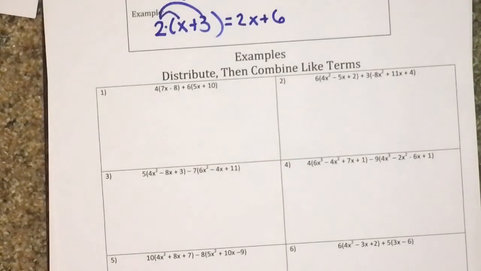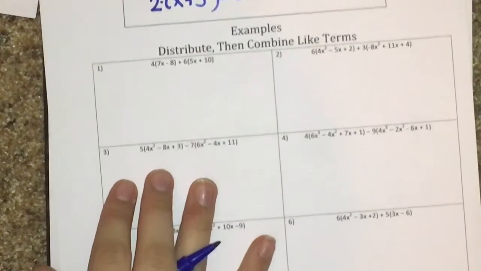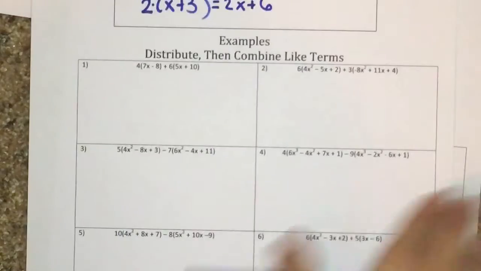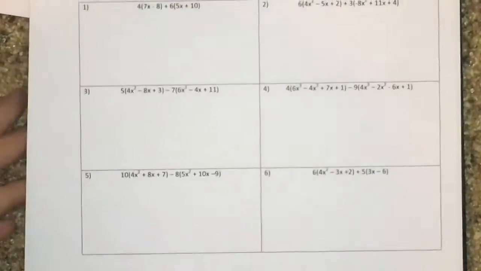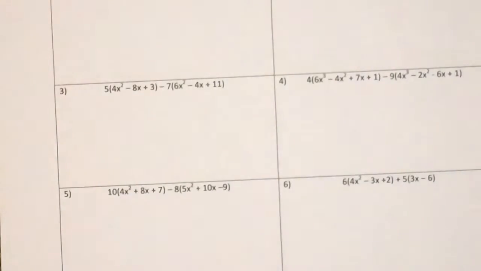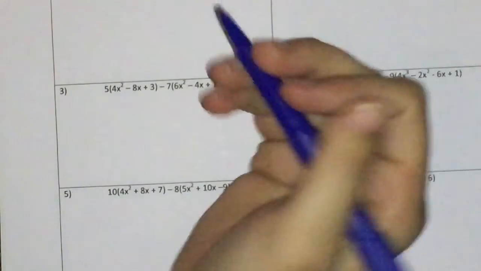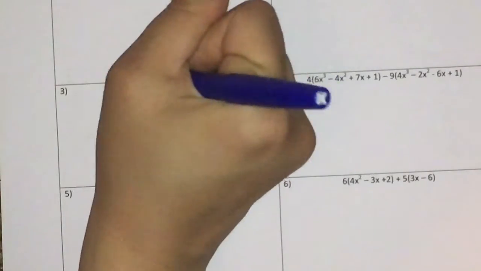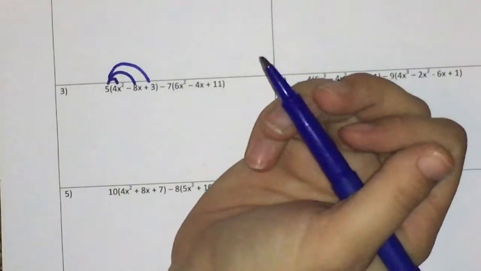So we are going to talk about distributing and combining like terms. We're going to go through one example, as this should be review, and then we will go ahead and move on to the next problems. Let's do number 3 as an example. Looks like we have two different distributing circumstances here. First, we're going to distribute the 5 to the 4x squared, the negative 8x, and the 3.